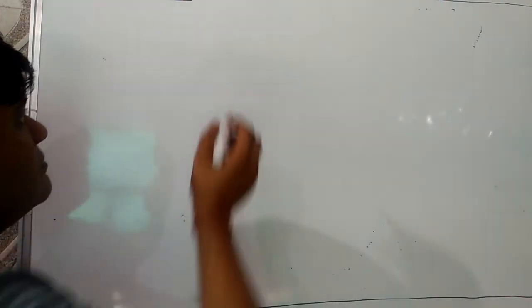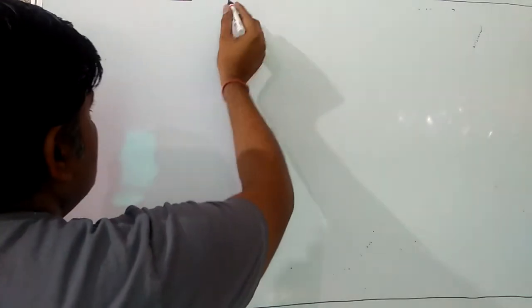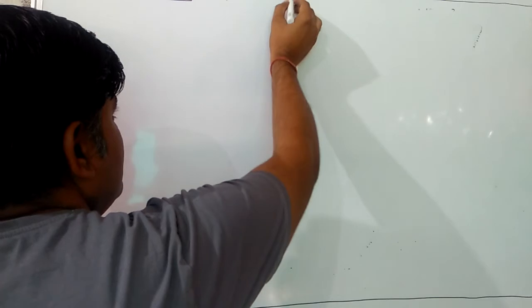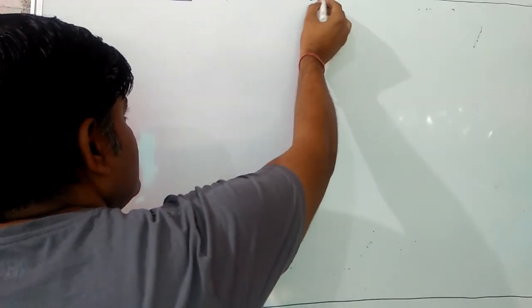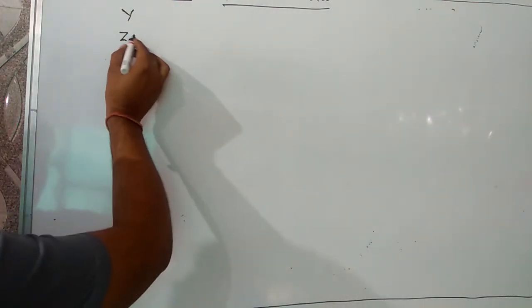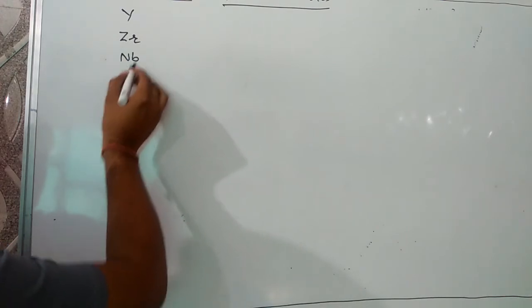This series also has 10 elements from yttrium, atomic number 39, to cadmium, atomic number 48.